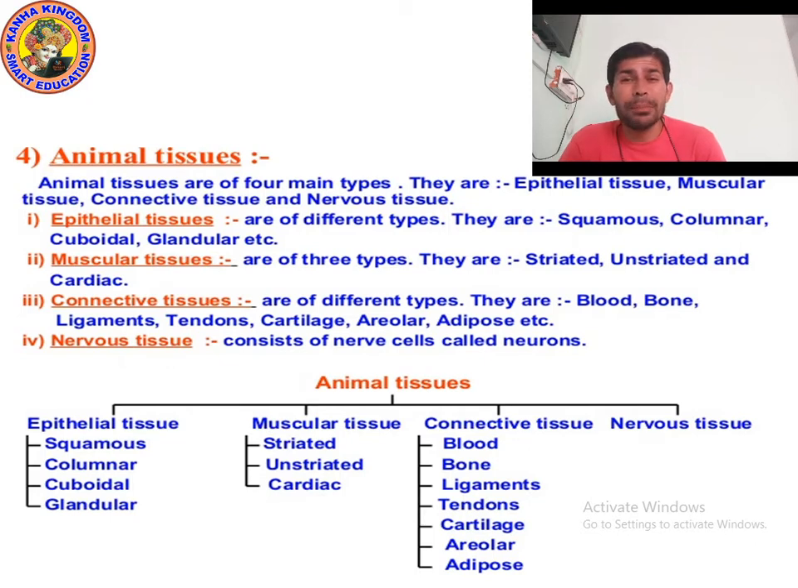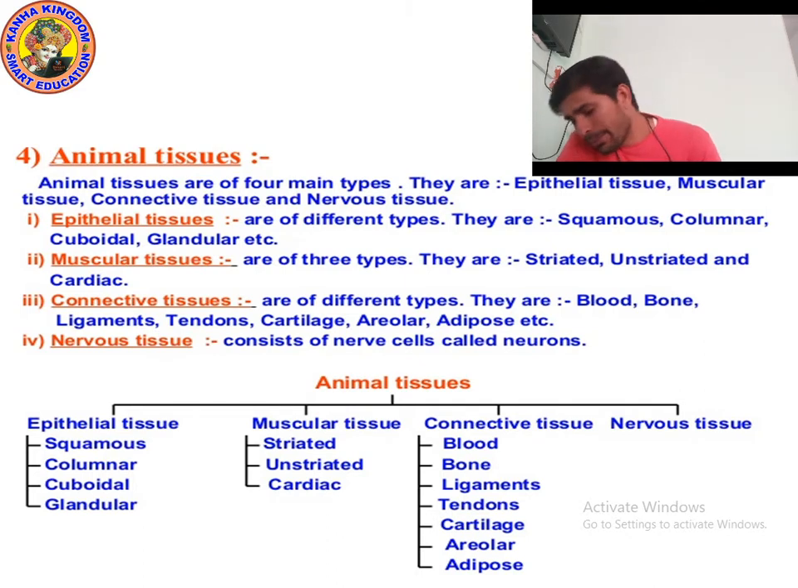What is the spelling of epithelial? I did not ask you before, but now I am asking. Epithelial tissue. So epithelial tissue is found in different types: squamous tissue, cuboidal tissue, columnar tissue, glandular tissue, and ciliated tissue.